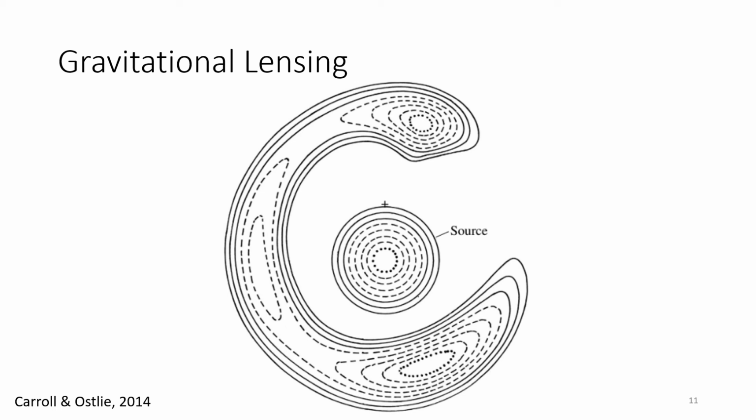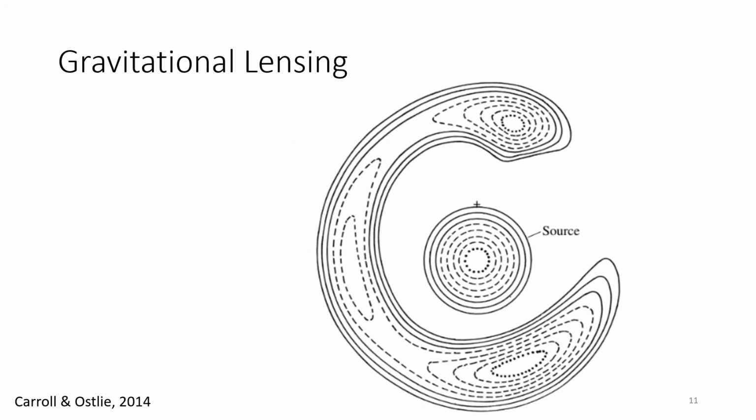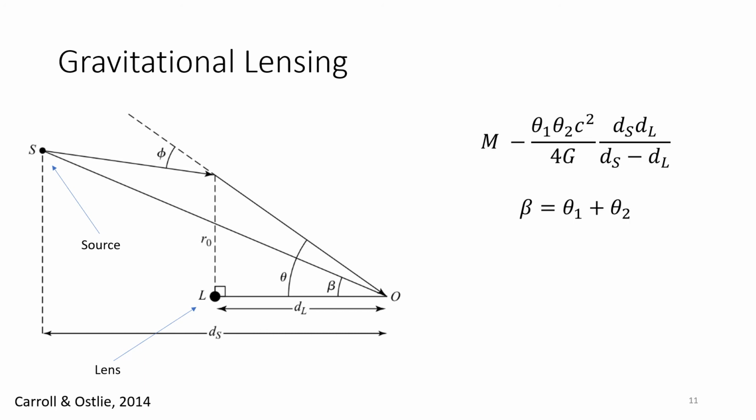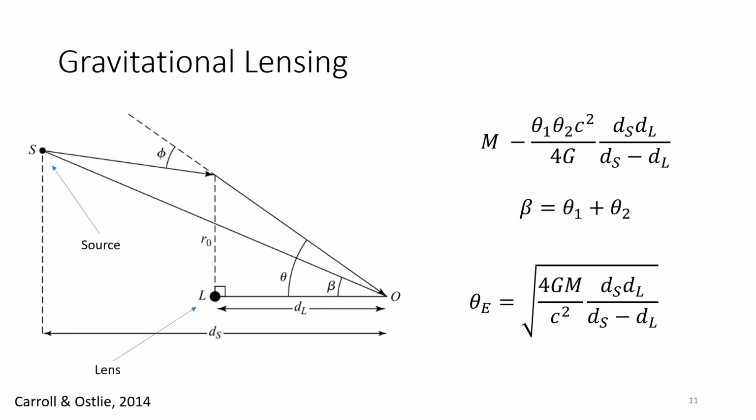The geometry is fairly simple. Here the source is at point L and the observer is at point O. After some simple trigonometry, we can solve for the mass, where the angle beta is broken into 2 smaller angles, theta 1 and theta 2. From this, we can also find a special parameter called the Einstein radius, which describes the angular radius of a ring that appears around the source when you have perfect alignment.